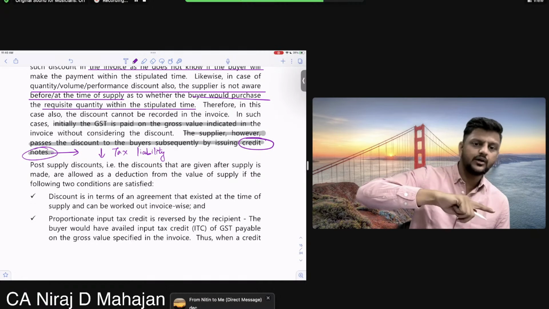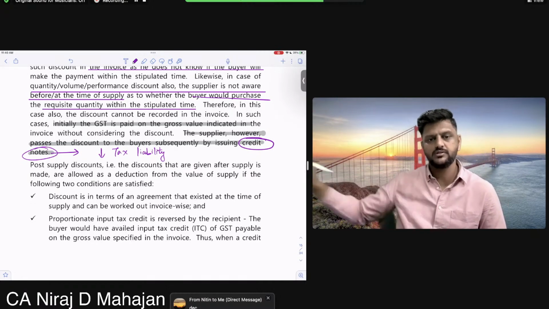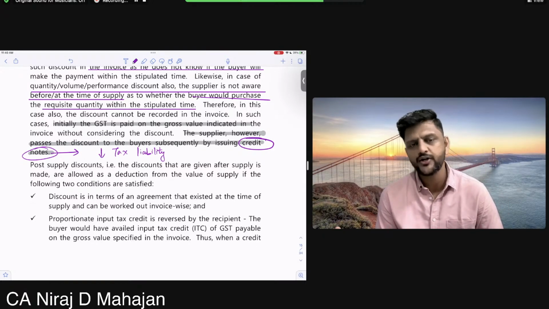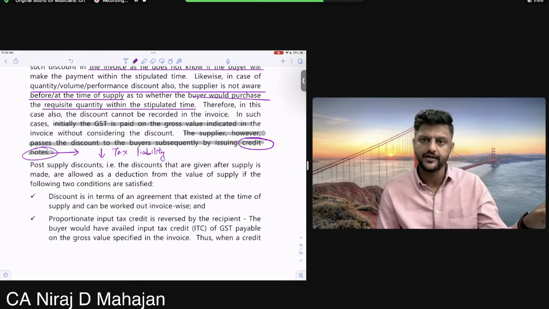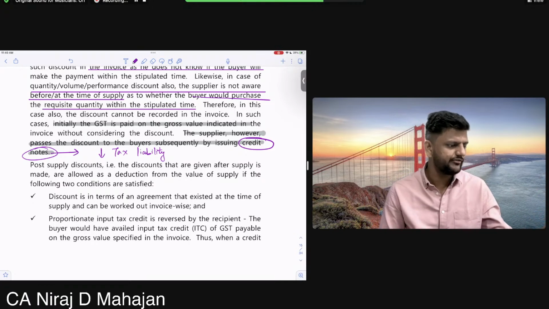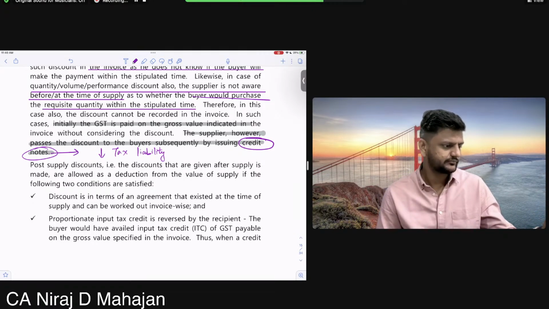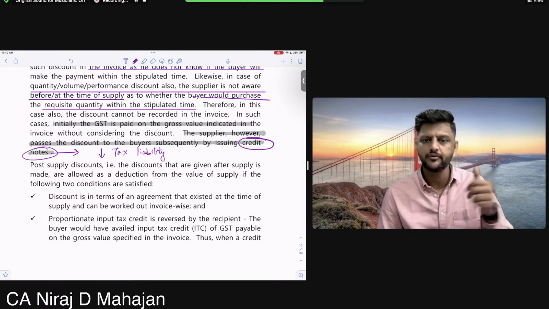Because the discount is connected to the invoice. So we are not issuing a revised invoice or anything like that, right? But we are amending the details of the invoice by issuing a credit note. Yes, right, children? Is it okay, everybody? Tell me.